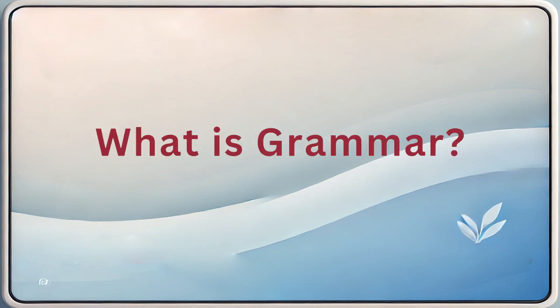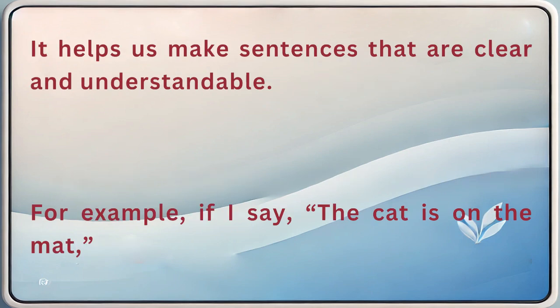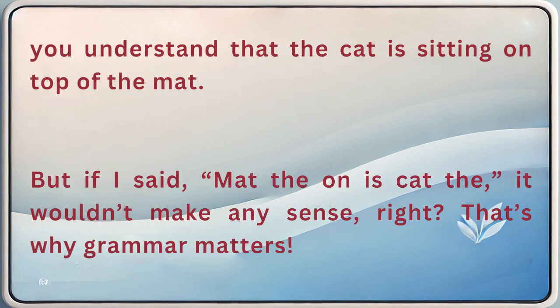What is grammar? Grammar is the set of rules that tells us how to arrange words so they make sense. Just like building a house, you need a strong structure. Grammar is that structure. It helps us make sentences that are clear and understandable. For example, if I say, "The cat is on the mat," you understand that the cat is sitting on top of the mat. But if I said, "Mat the on is cat the," it wouldn't make any sense, right?